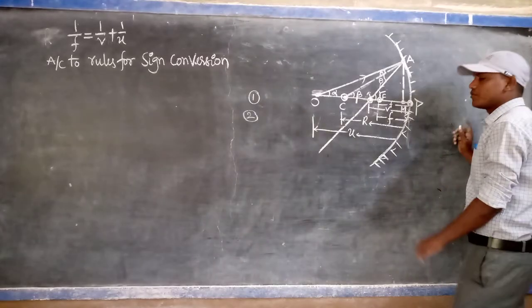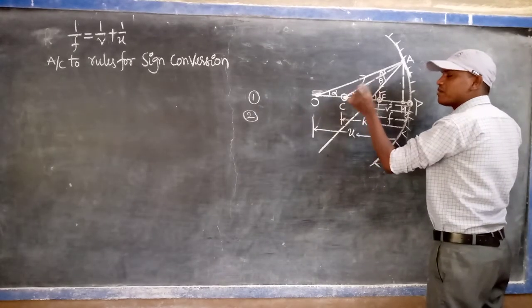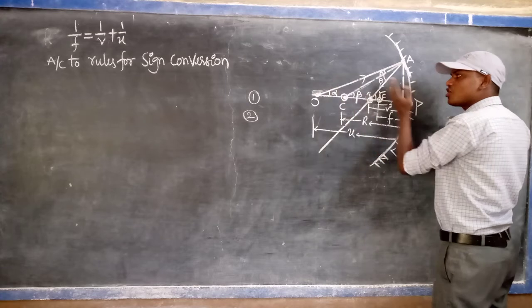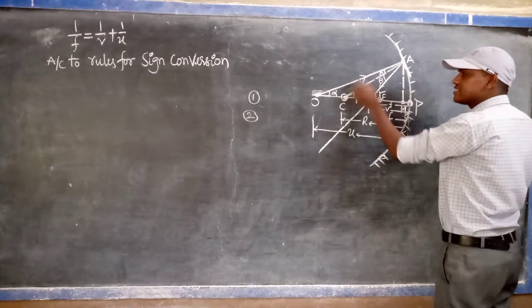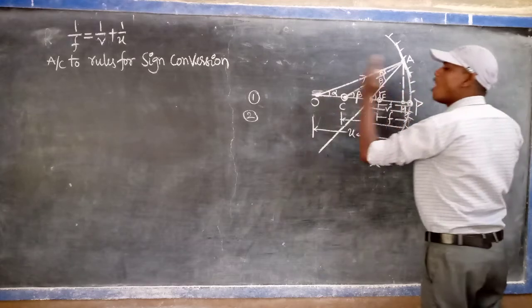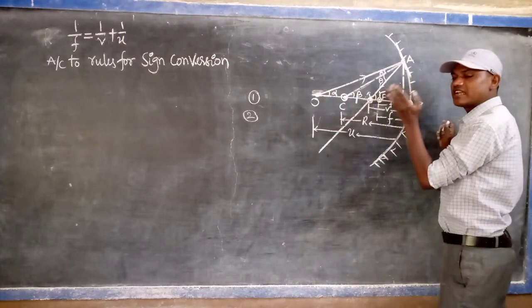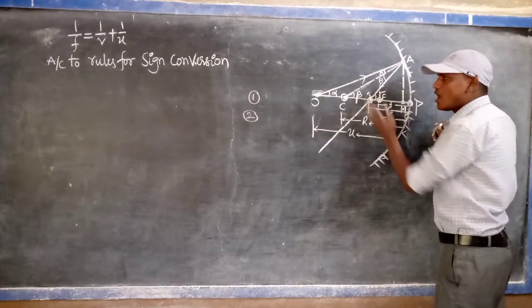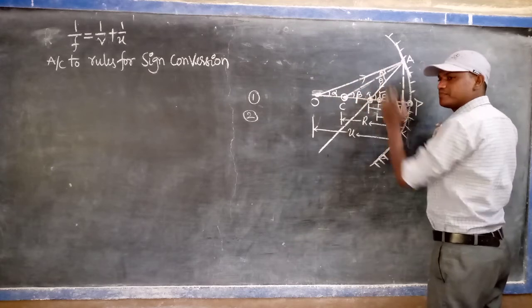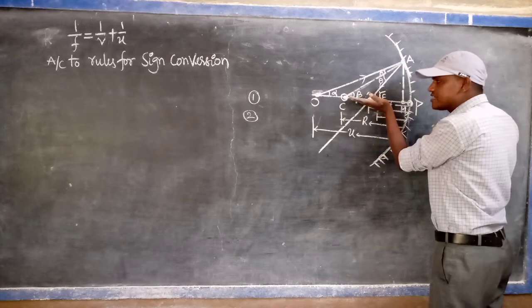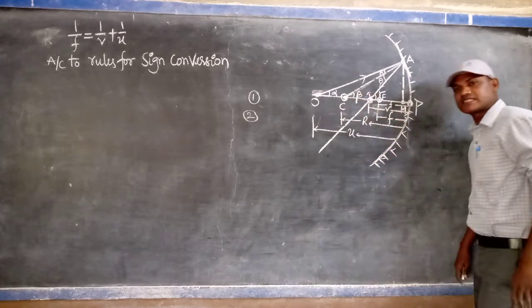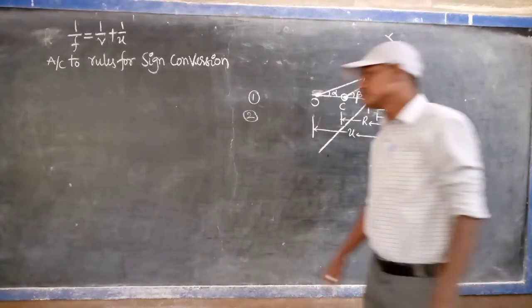Next, distances measured in the direction of the incident ray are taken as positive. Distances measured opposite to the direction of the incident ray are taken as negative. Height measured above the principal axis is taken as positive. Height measured below the principal axis is taken as negative.